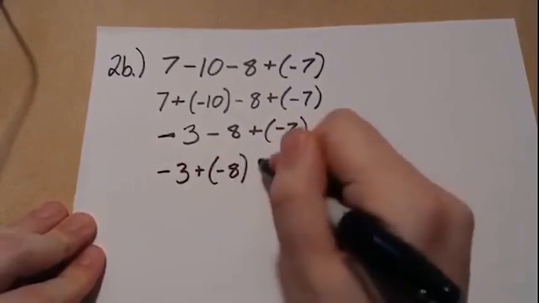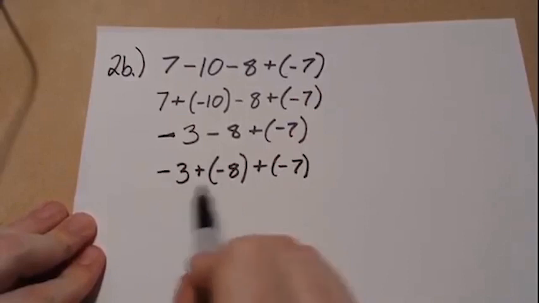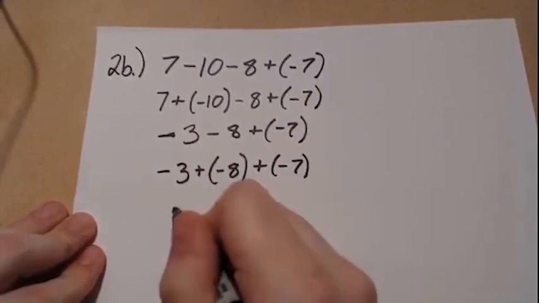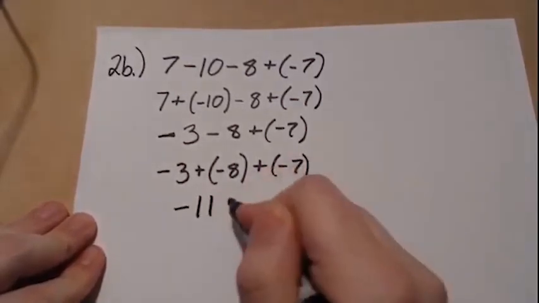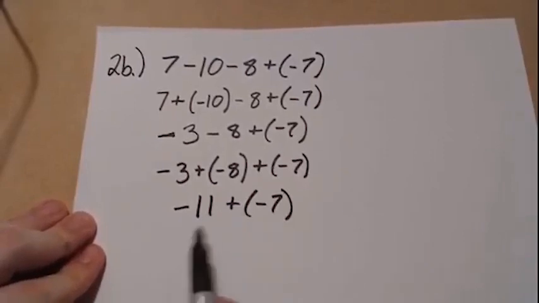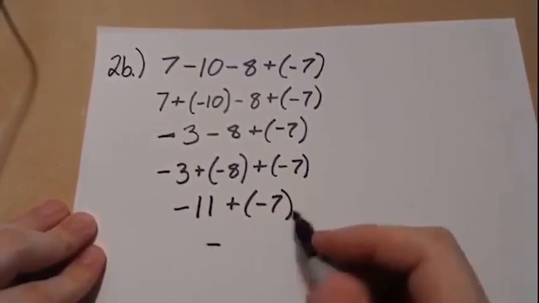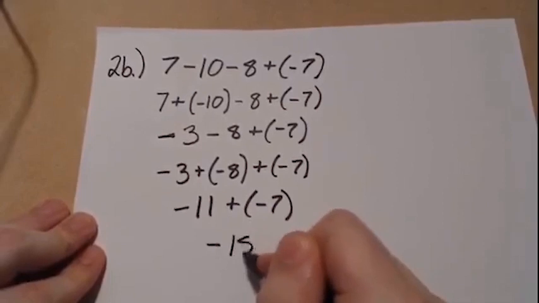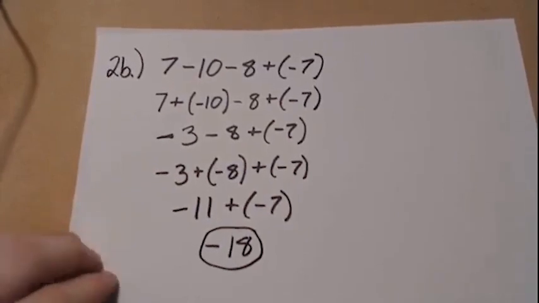So -3 minus 8 is -3 plus -8. Adding two numbers with the same sign. That sign is negative. 3 plus 8 is 11. Finally, adding two numbers with the same sign. That sign is negative. 11 plus 7 is 18.